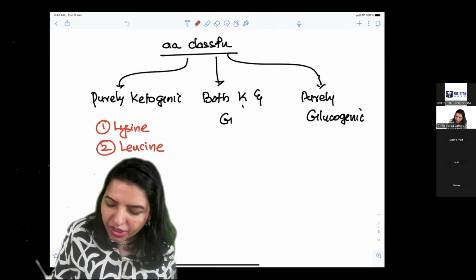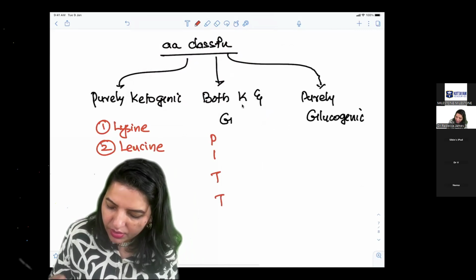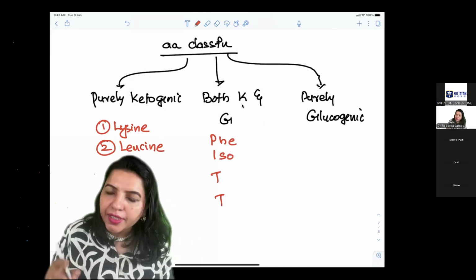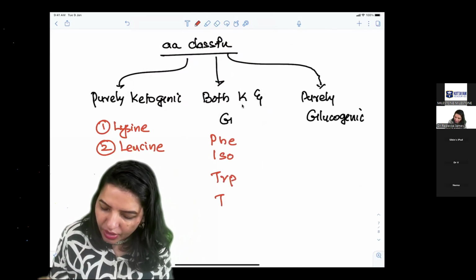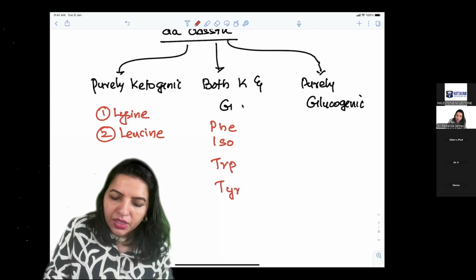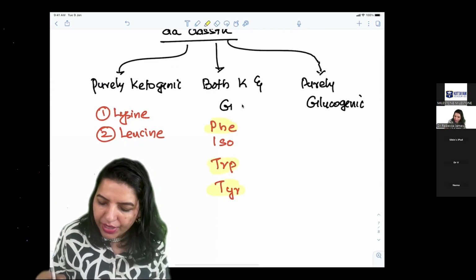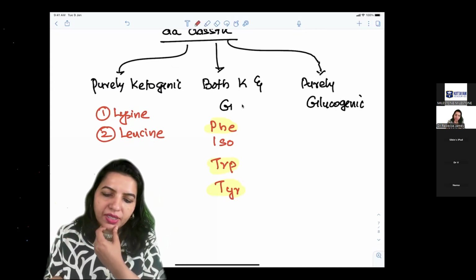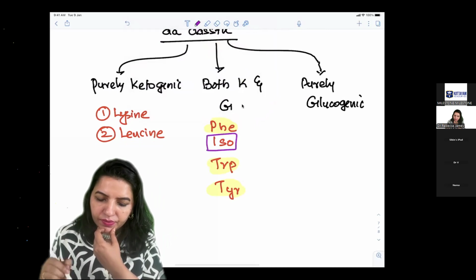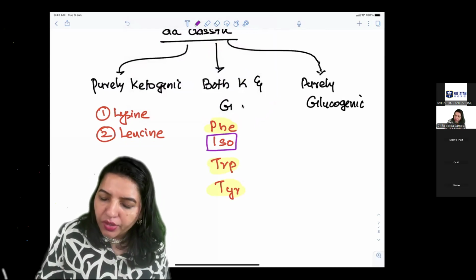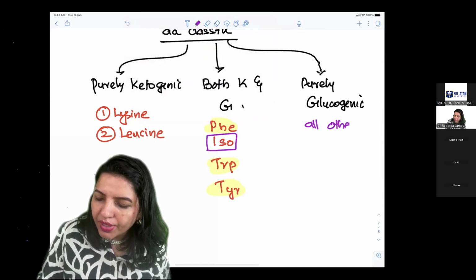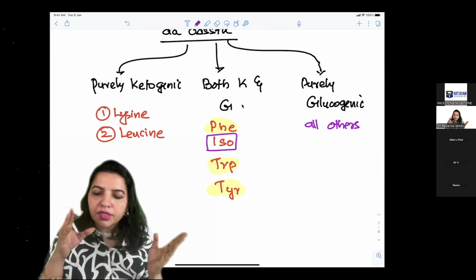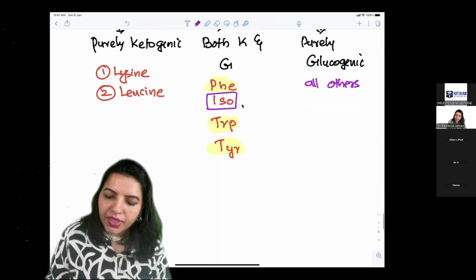Both ketogenic and glucogenic amino acids, you learn it as PIT. In that P stands for phenylalanine, I stands for isoleucine, T stands for tryptophan, and again one more T is there, that stands for tyrosine, which means out of this, three amino acids are aromatic amino acid, PTT. They are aromatic amino acid. Only one branched chain amino acid is there, and that is isoleucine. Now, purely glucogenic are, you just learn all others. Very simple to learn. Okay, so PIT, leucine, lysine, then all others are glucogenic amino acid. It's very easy to learn.